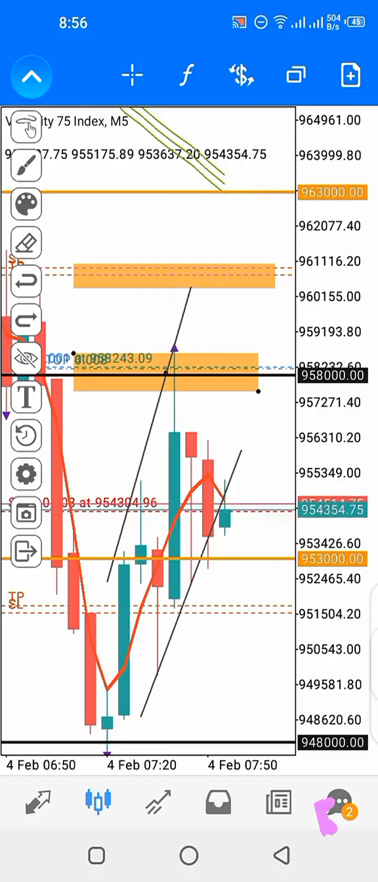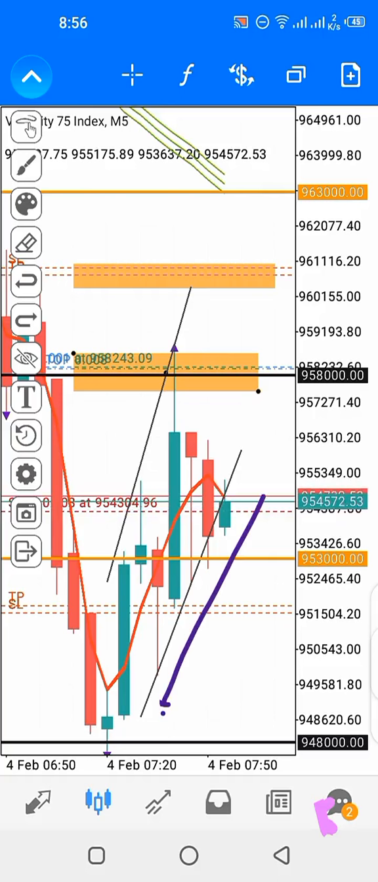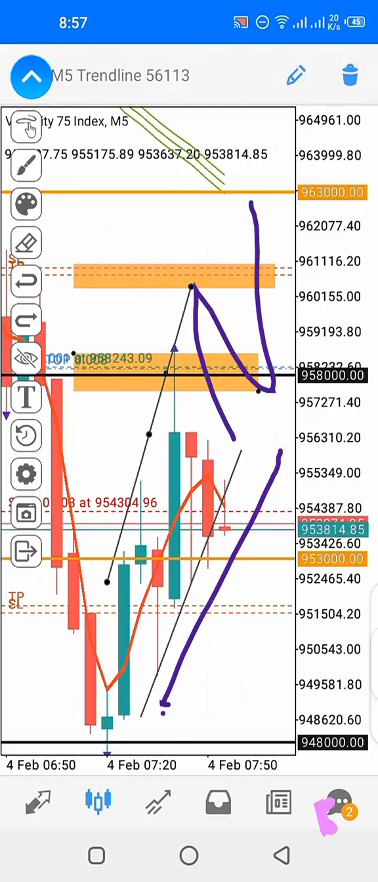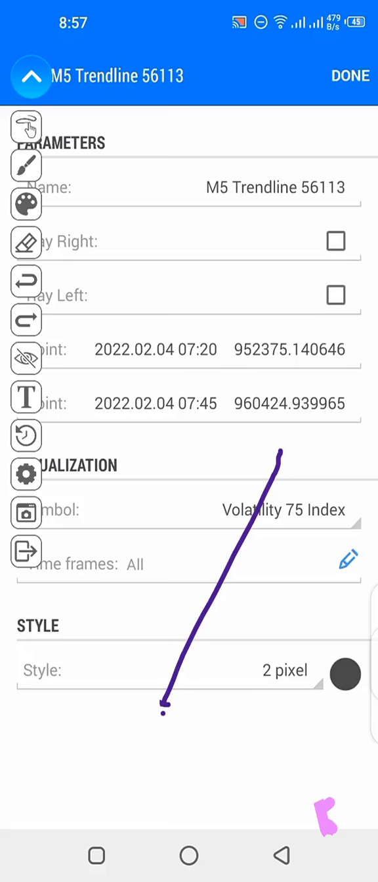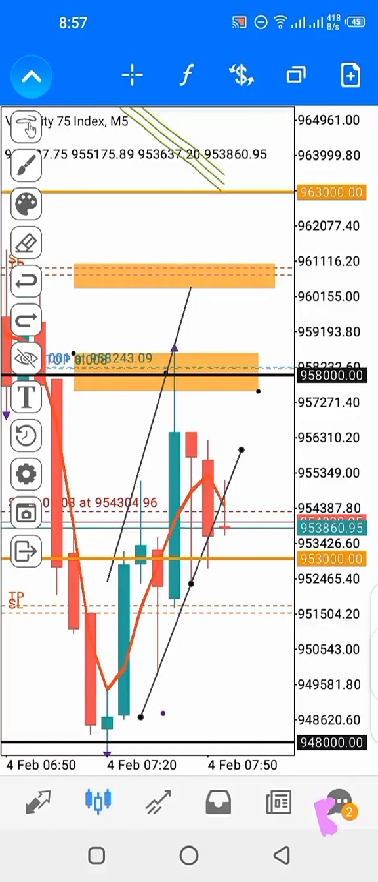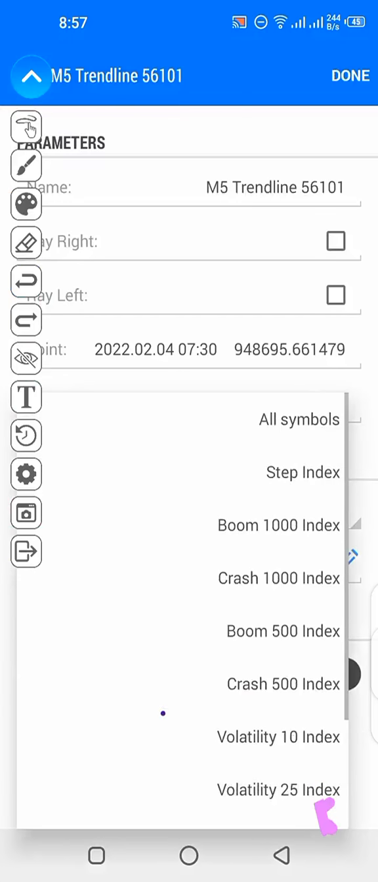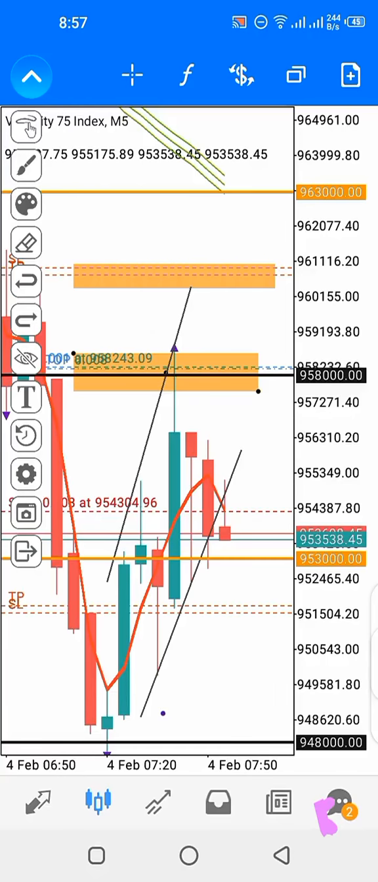Now the current candle is reacting around our ascending trend line, so we may end up having something like this at the end of the day. But we continue to monitor what price is doing.